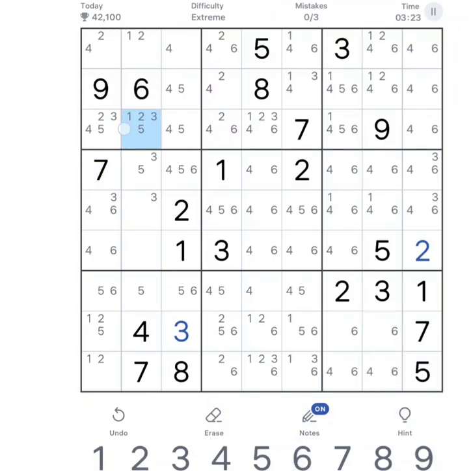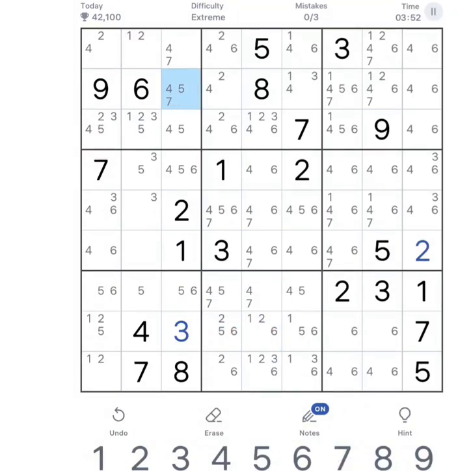7 cannot go here or here or down here, so we have 7 going here. 7 cannot go here or here, so we have it going in these 3 spots. 1 can go other places, and 4 and 6 as well. 7 cannot go here or here, so we have it going down here. 6 and 4 can go in other places. 7 cannot go here or here, so we have it going in these 3 spots. 7 cannot go here, here, or here, so we have it going there.